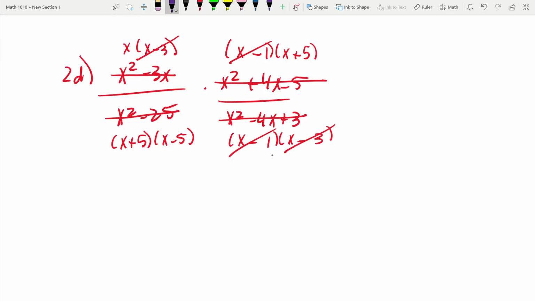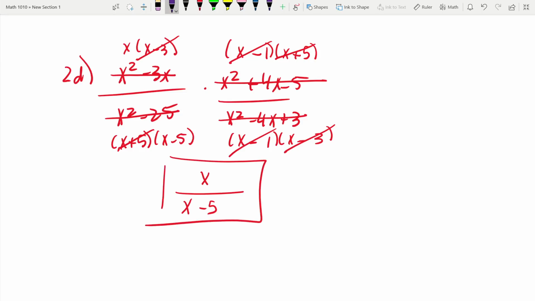Those can go away. So this x plus 5 here cancels with that x plus 5 there. So what I have left on the top is an x. What I have left on the bottom is an x minus 5. The x's can't cancel because it would be root to the 5. So that's my answer, and I'm done.